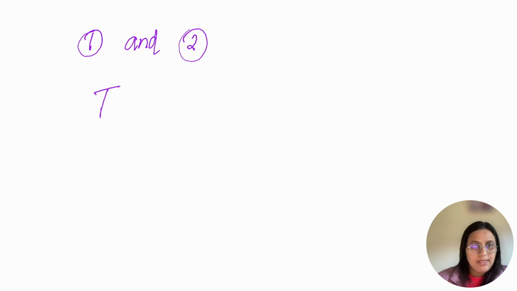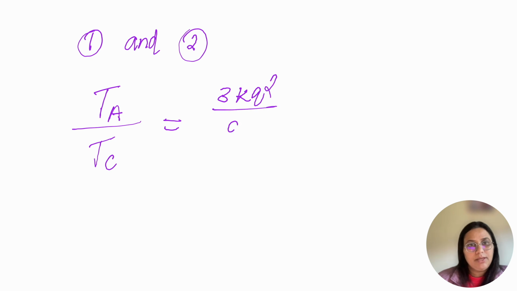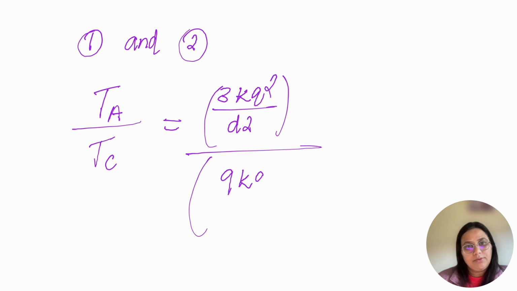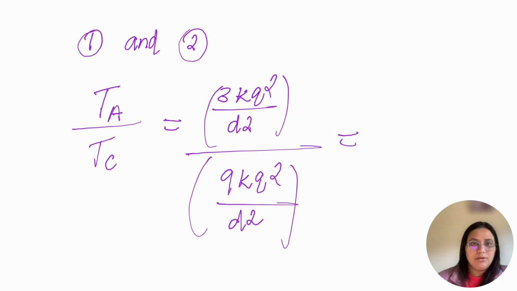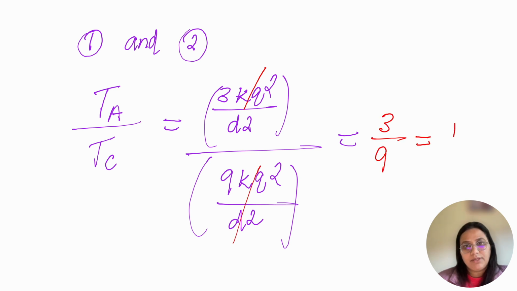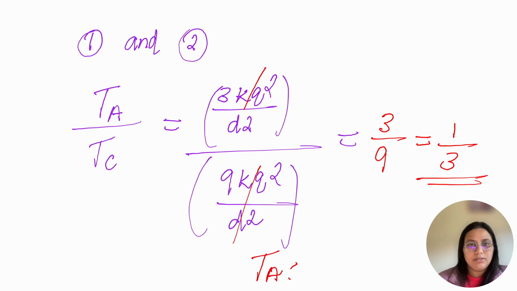Now compare equation 1 and 2. We have TA divided by TC, that is the ratio of tensions, which is equal to 3KQ square divided by D square, this whole thing divided by 9KQ square divided by D square. So KQ square by D square will get cancelled out. So what you get? 3 divided by 9, or if you simplify it, 1 divided by 3. So the ratio of tensions TA is to TC will be equal to 1 is to 3.